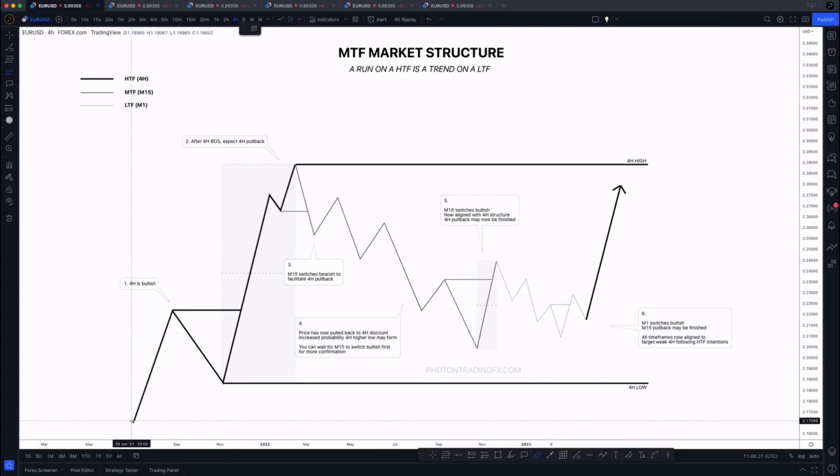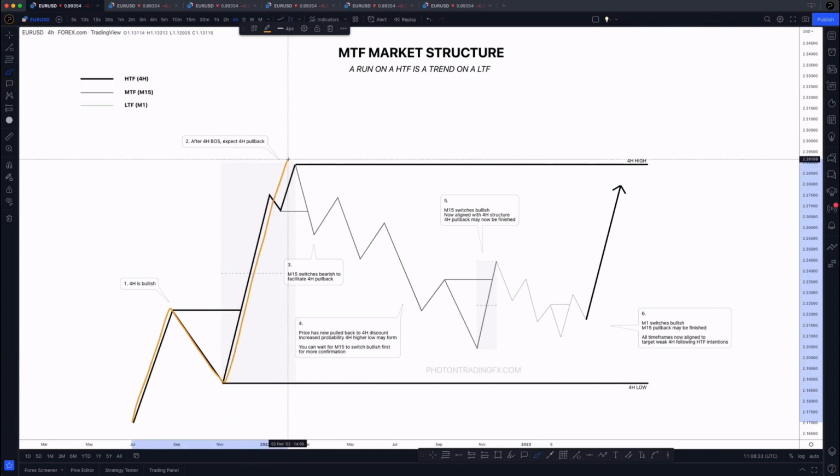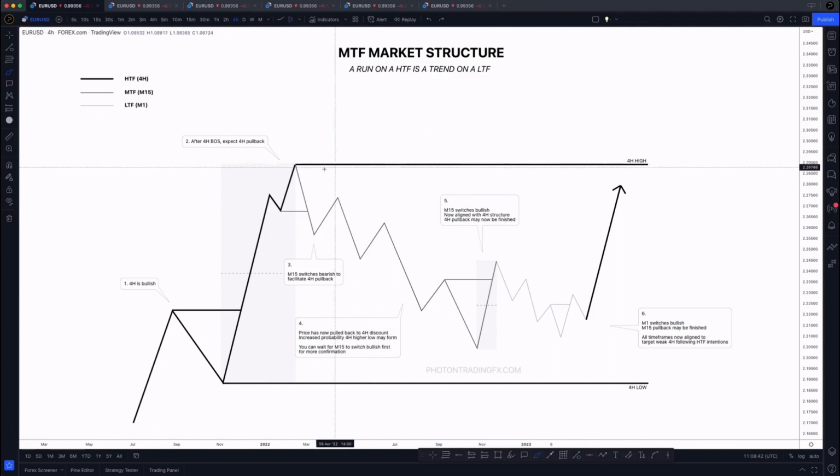So 4-hour swing structure, the higher time frame: higher high, pulls back to form a higher low, and then we break structure to the upside of one big swing move. So at that point, we know we are bullish, we know we are trading between the 4-hour low and the 4-hour high, right? That is our swing structure. Now, what do we expect after a break of swing structure? We expect a 4-hour swing pullback, okay?